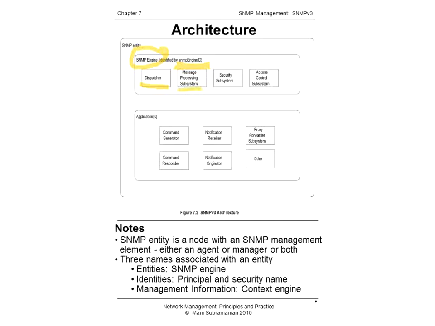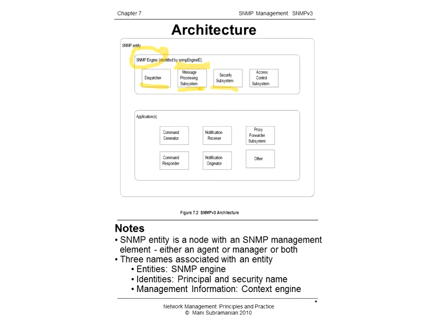Next we have the message processing subsystem. The SNMP message processing subsystem of an SNMP engine interacts with the dispatcher to handle version-specific SNMP messages. It contains one or more MPMs, and the version is identified by the version field in the header.